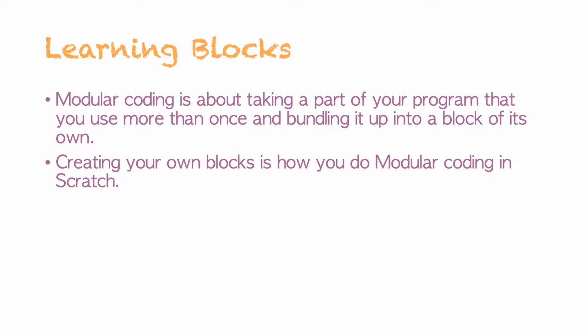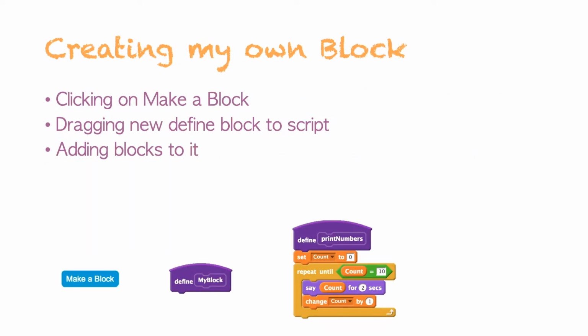And in Scratch, the way that we really fulfill modular programming is through creating our own blocks. I hope that makes sense. So when it comes to creating our own blocks, it's really fairly simple. There's a make a block option that we'll use. And when you go through the process of making a block, it's going to create a little purple block that's a define block. And then you take that block and you put it out on the scripting environment and you add regular blocks to it. And together they become your very own custom block.